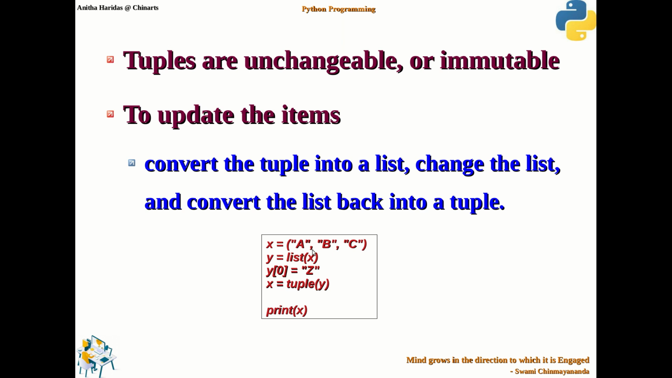This is a tuple, right? X is a tuple. Y is a list. So from the tuple X, I create Y using the list function. I pass the tuple as an argument. Then y of 0, that means the first element of the list, I'm going to change it to z. Then I'm creating the tuple again from the list y, which is now the updated one, and I assign it to x. And if you try printing x, it will show the updated first element of the tuple. Okay, so this is a simple trick that you can use to update the tuple.